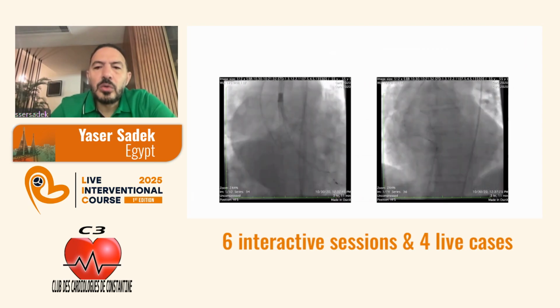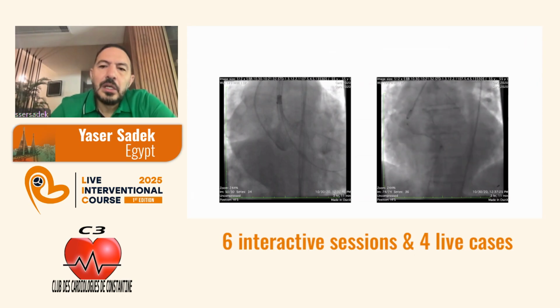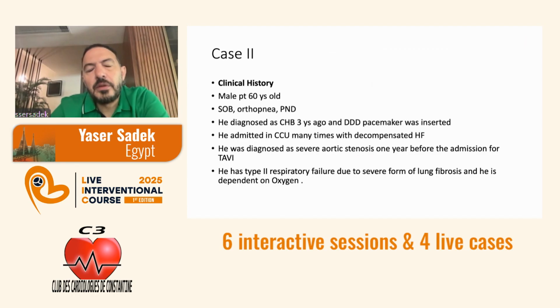After that, we succeeded in crossing the valve and deployed it, and you can appreciate here that the valve is very constrained. This is a typical picture of the self-expandable valve, or any platform, in the bicuspid aortic valve.